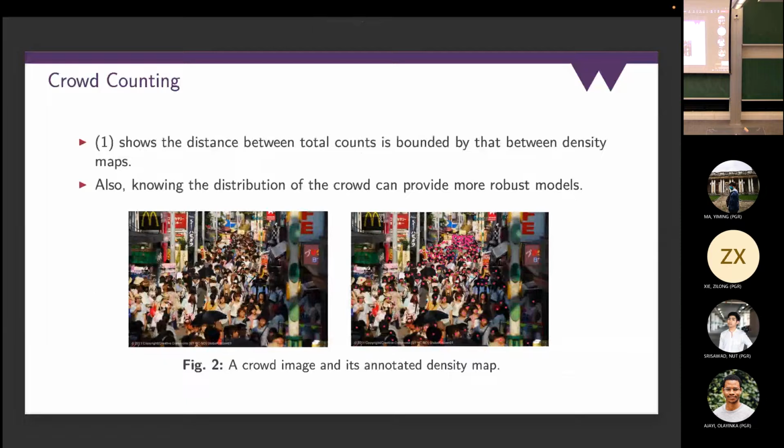So this is a very typical example of how a crowd counting data set may look. On the left-hand side, that's an image of the crowd. And on the right-hand side, you can see there are some pink dots on people's heads. That's the density map indicating the head centers.